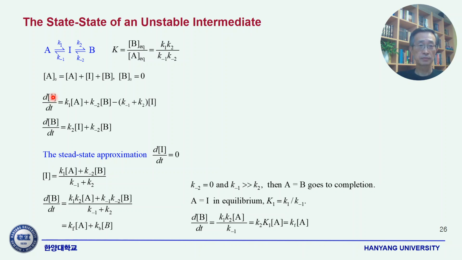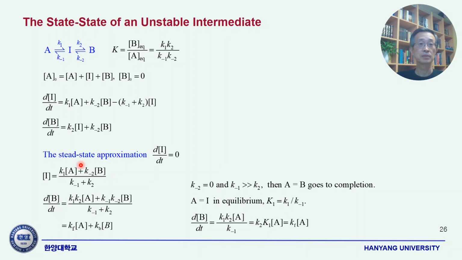And then the steady state approximation is applied here, which says that the rate of consumption or production, dI/dt, equals 0. So this is equal to 0. Then if that's equal to 0, we can obtain I as a function of A and B. So this is done.